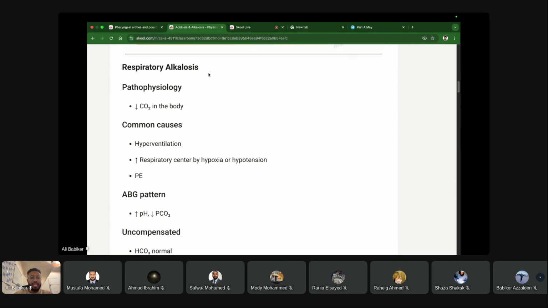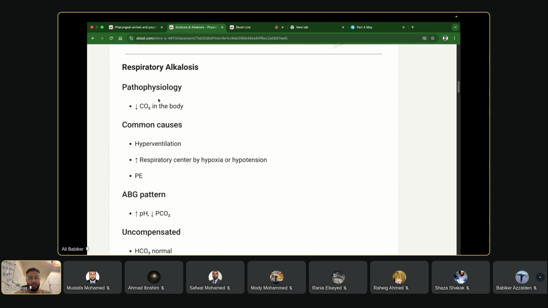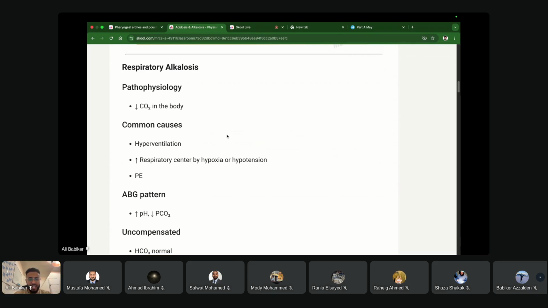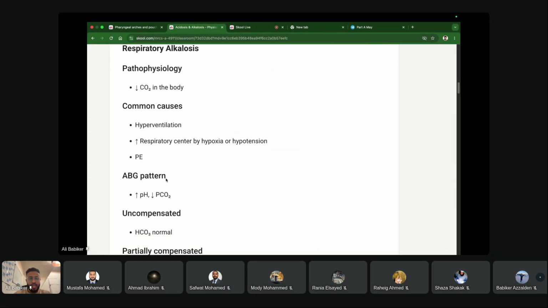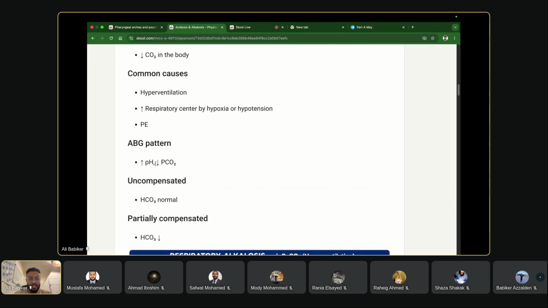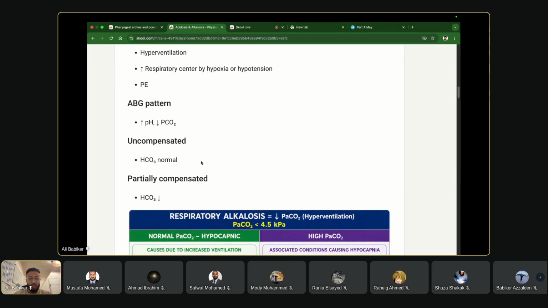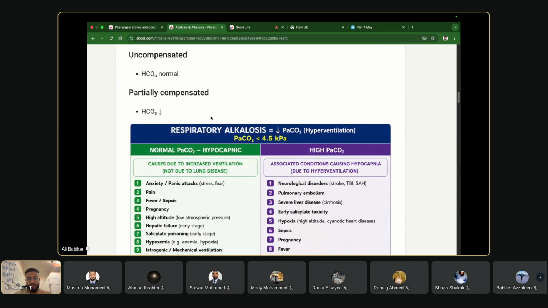Respiratory alkalosis: decrease in CO2 in the body. Common causes: hyperventilation, increased respiratory center drive by hypoxia or hypotension, and pulmonary embolism. We already showed you the ABG, if it's uncompensated or partially compensated, in the image. All right.